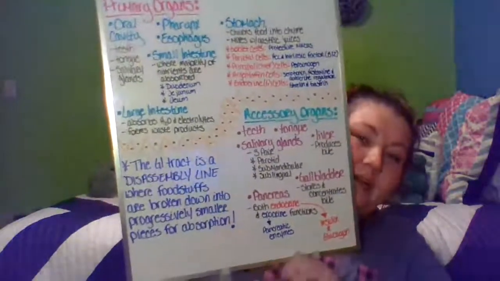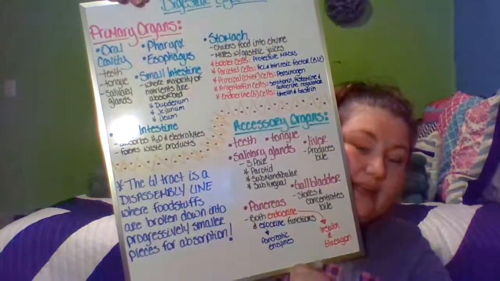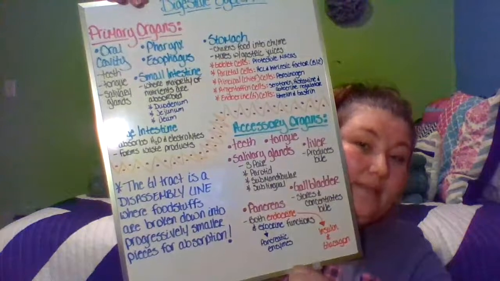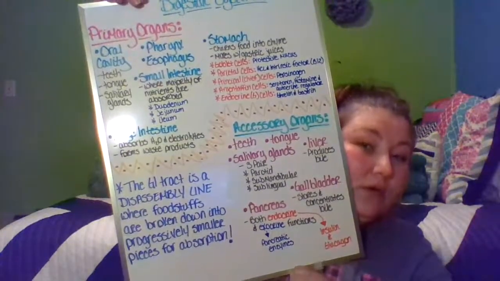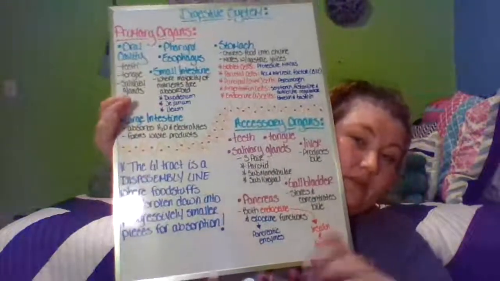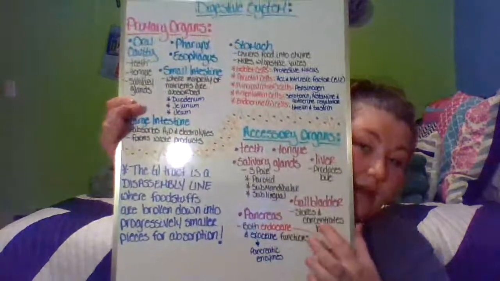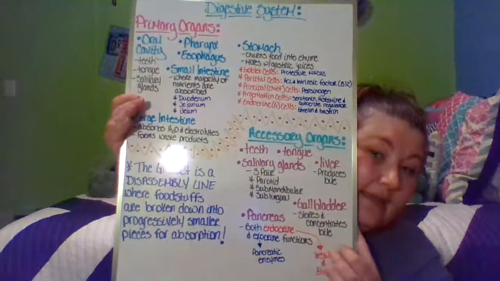Sorry. Okay, accessory organs. The teeth, the tongue, the salivary glands. You have 3 pairs of salivary glands. You've got parotid, submandibular, and sublingual salivary glands. You've also got the liver, which produces bile, the gallbladder, which stores and concentrates the bile, and then the pancreas.